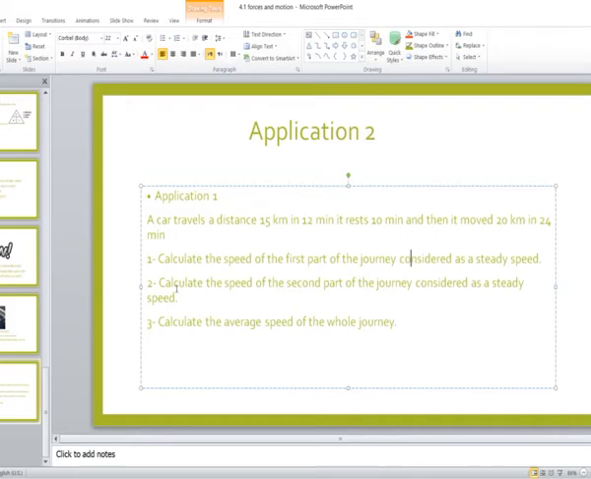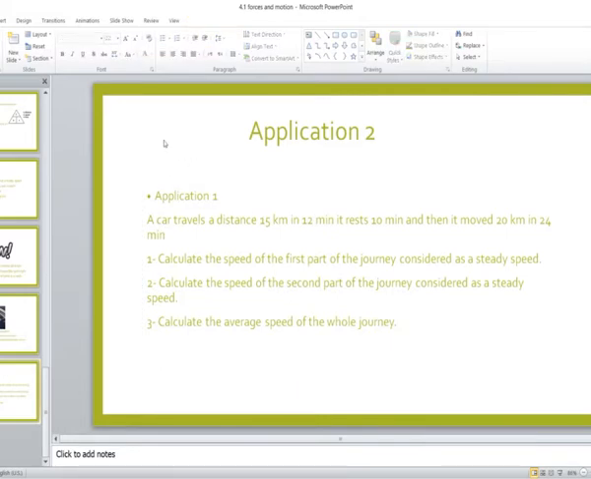In part 2, calculate the speed of the second part of the journey considered as a steady speed. Then part 3, calculate the average speed of the whole journey. I will solve part 1, and I'm waiting for your answers on part 2 and 3. So try it at home to solve part 2 and part 3.